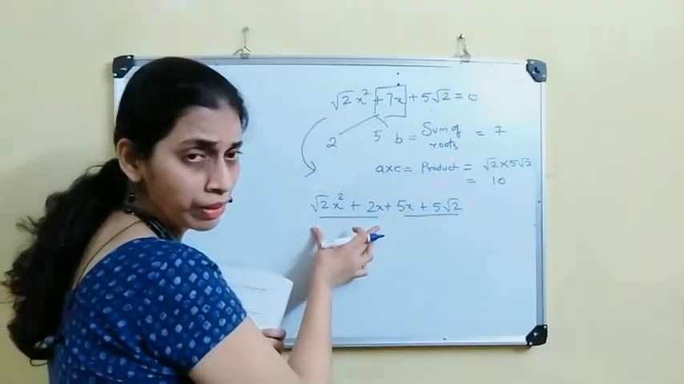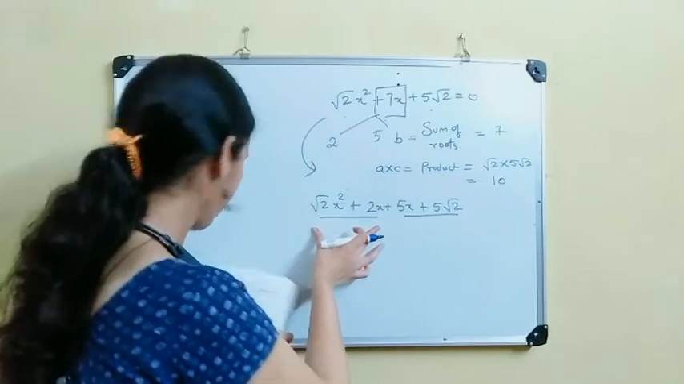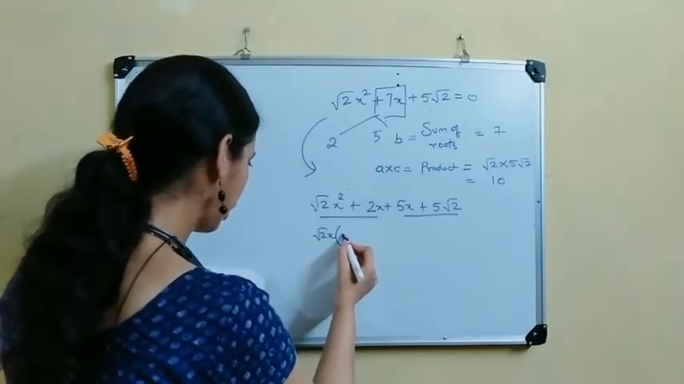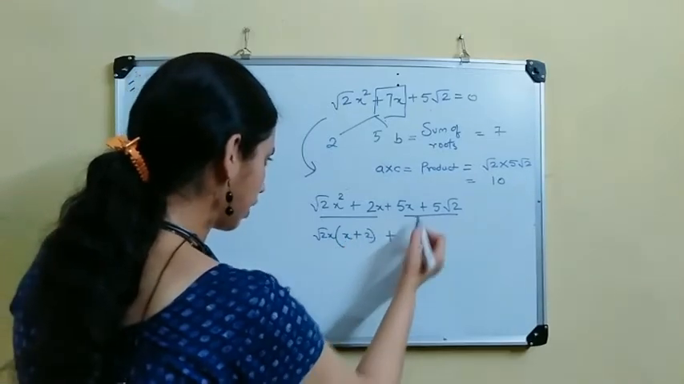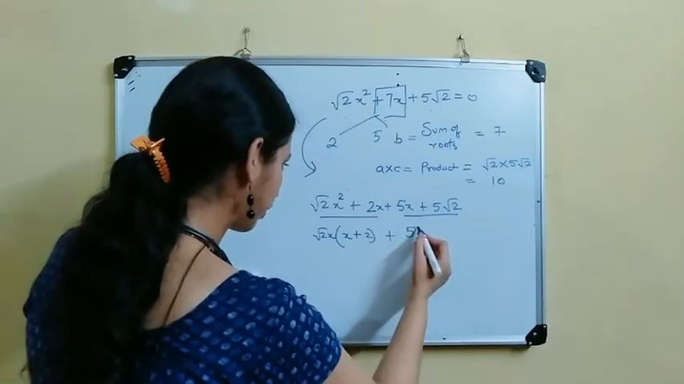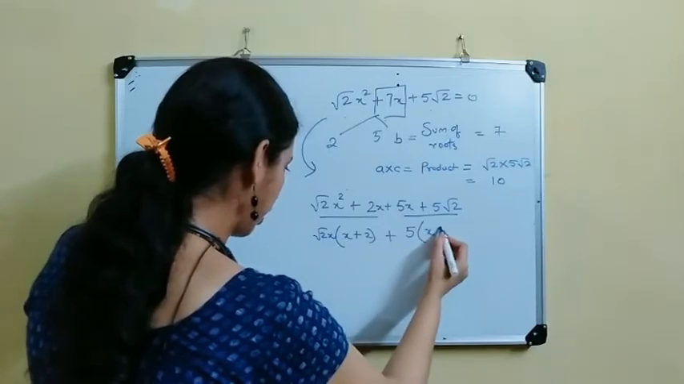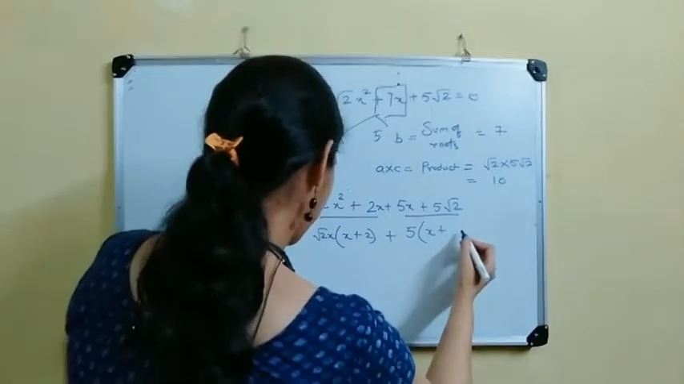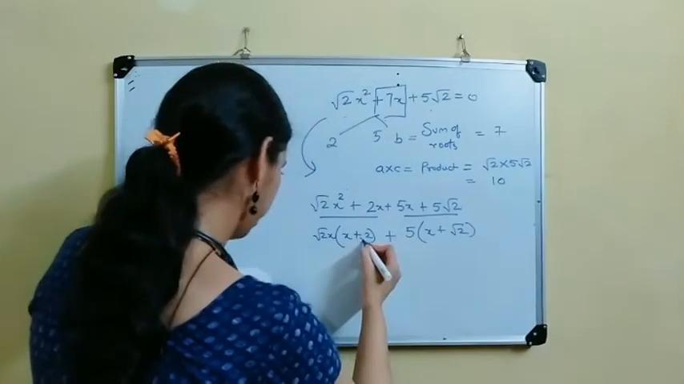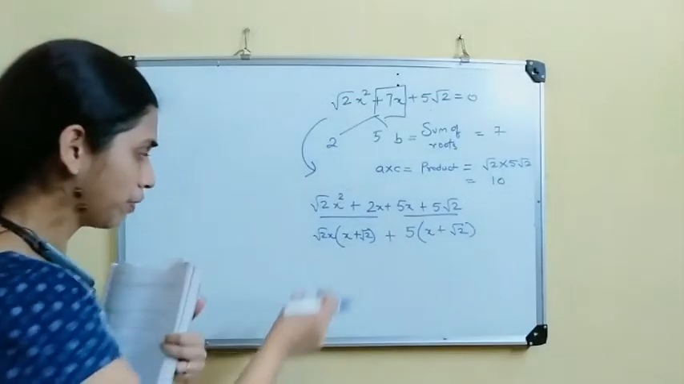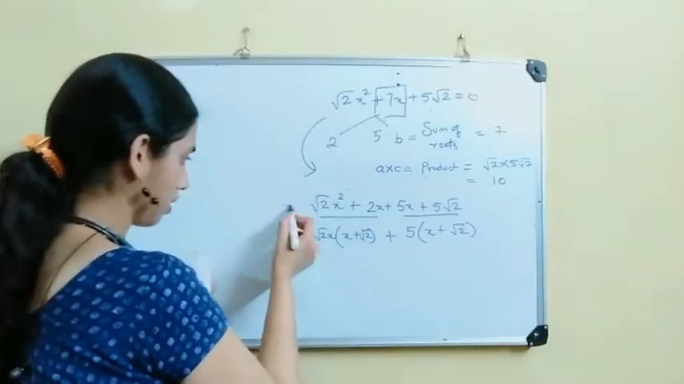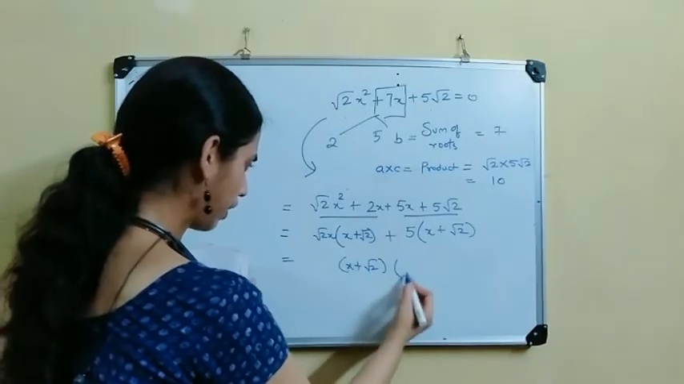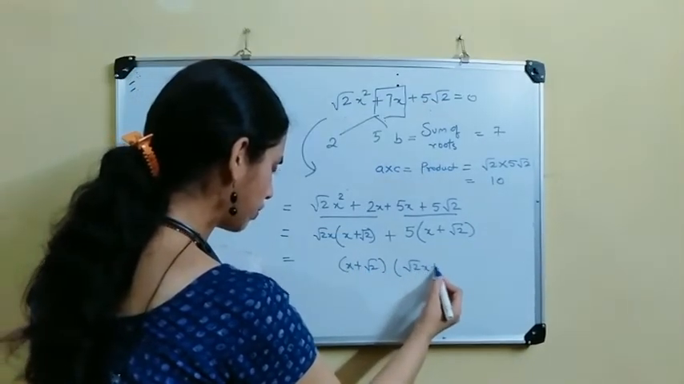Take out the common in the first two terms. The common here is root 2x. Inside the bracket it will be x plus root 2. यहाँ पे common आएगा 5, x plus root 2. Correct? The bracket should be common. So x plus root 2 will be the first bracket, second will be root 2x plus 5.